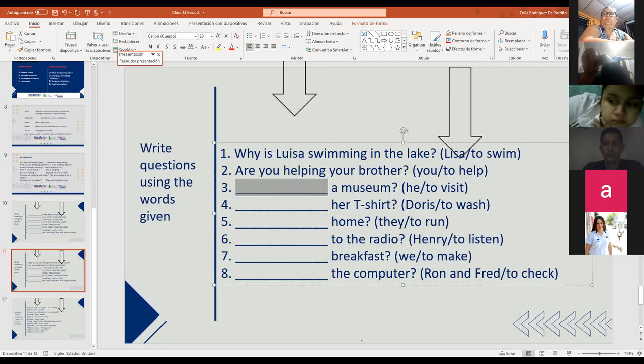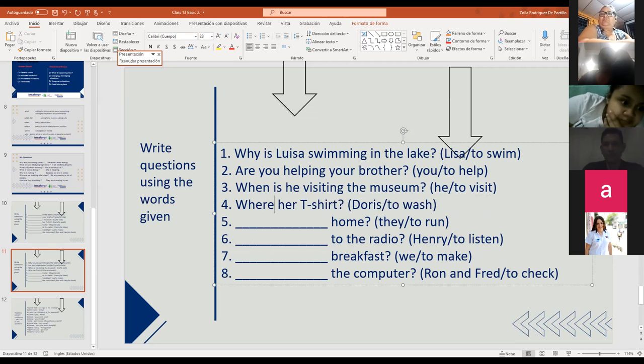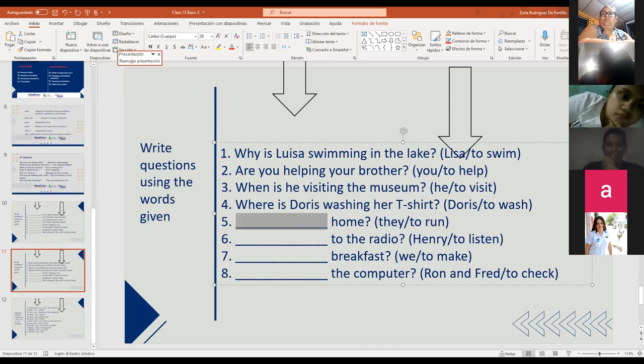Is he visiting the museum? When? Okay, vaya pues. When is he visiting? Quitémosle A y pongámosle B. Entonces, right? When is he visiting the museum? He's visiting the museum on the weekend. What about this one? When is Doris washing her t-shirt? Podemos preguntar where, right? Where is Doris washing her t-shirt? Ah, yeah, in the bathroom. She is washing her t-shirt in the bathroom. What about number four?